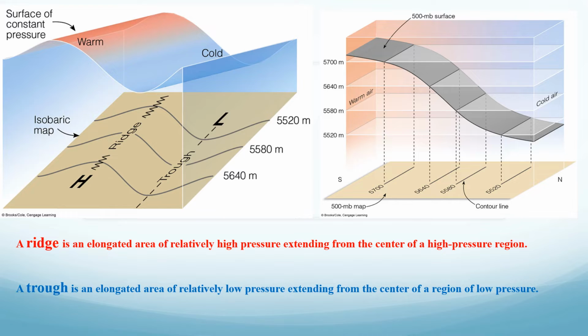In the left figure, we see the wave-like pattern of the isobaric surface reflects the change in air temperature. An elongated region of warm air aloft shows up on an isobaric map as high height and a ridge, and the colder air shows as low height and a trough. So high height and warm air is a ridge, and cold air with lower height is a trough.